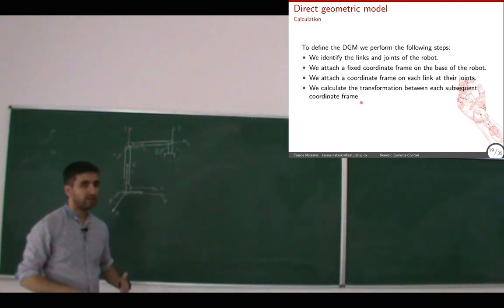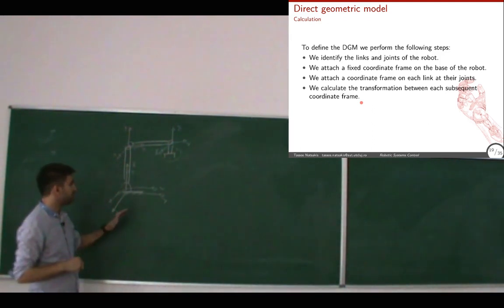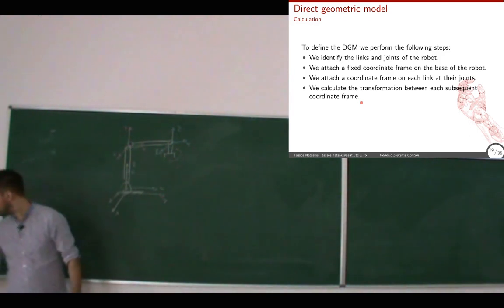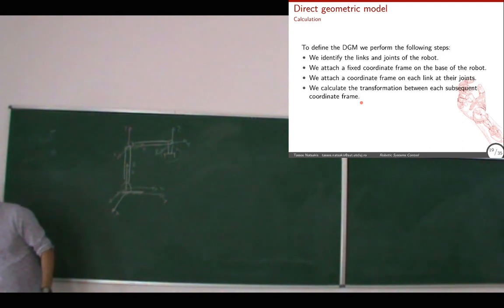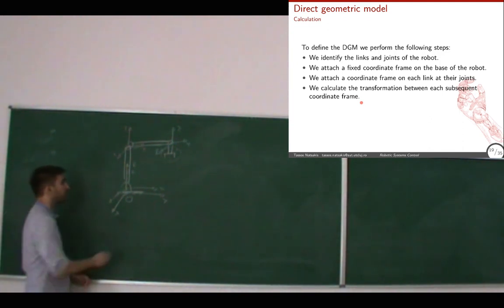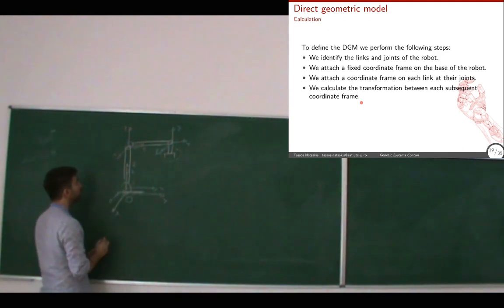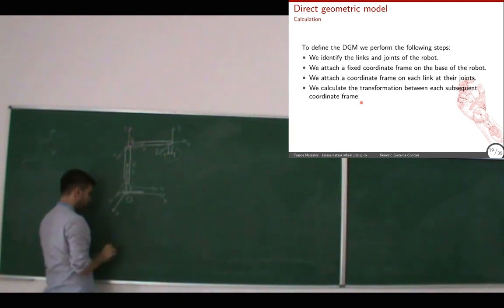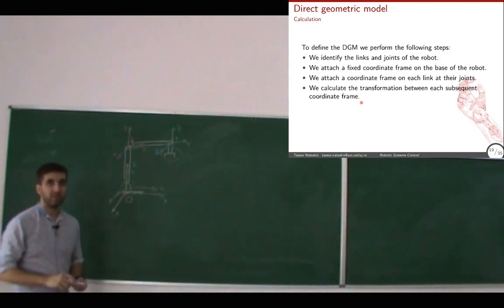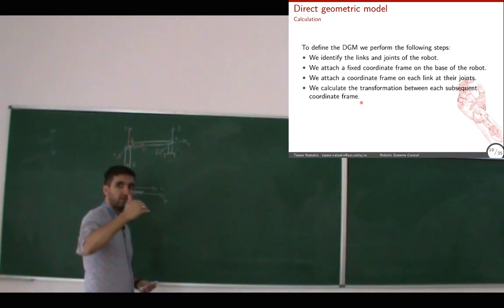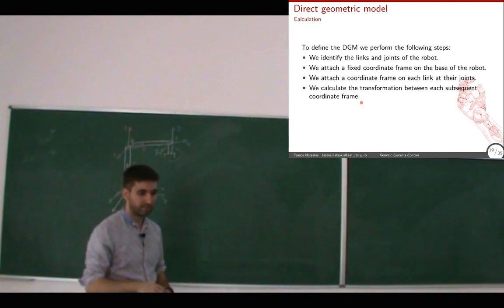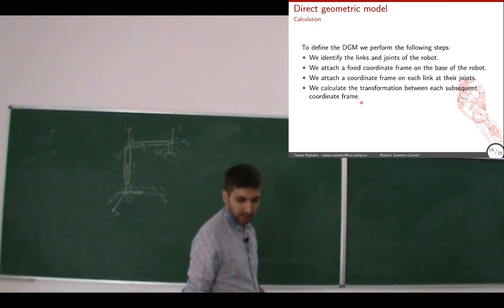And then I calculate what is the transformation between each subsequent frame. Okay, let's call this 0, the green one is 1, the red one is 2, and the blue one is 3. So I calculate the transformation from frame 0 to 1, from 1 to 2, from 2 to 3, and 3 to... No, there is no 4. Okay? Then I stop. Okay?